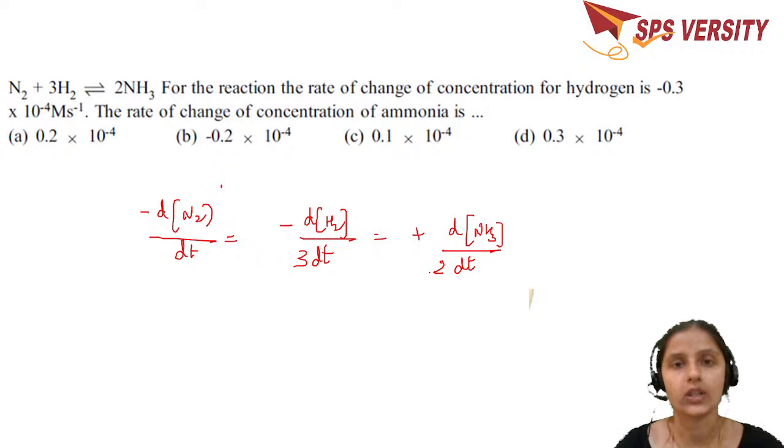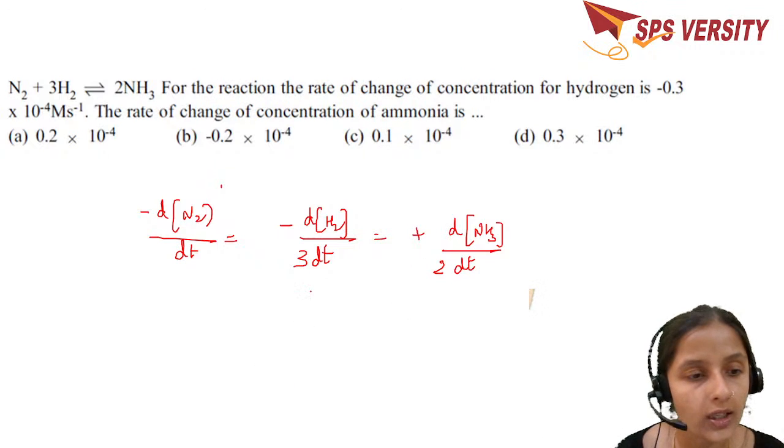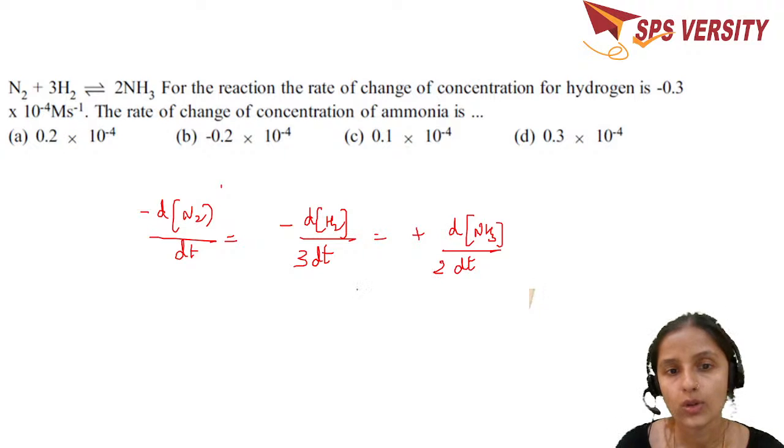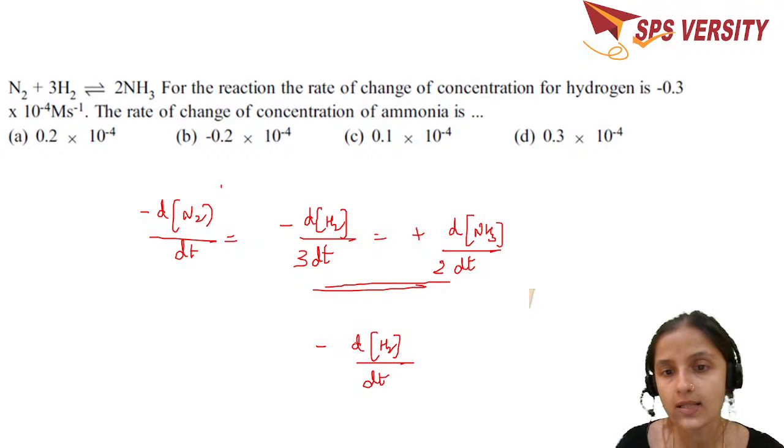So the question in this particular reaction, they have given the rate of change of concentration of hydrogen, and they ask for the rate of change of concentration of ammonia. So how do you do that? You need only these two terms, ignore the other one, nitrogen we don't need. So minus d[H2] divided by 3 dt. What did they ask? The rate of change of concentration of ammonia. So we don't need the 2. You take it to this side, which is equal to dNH3 divided by dt.